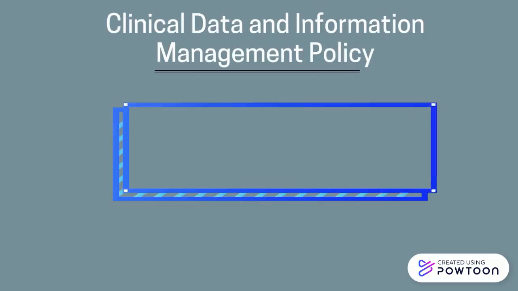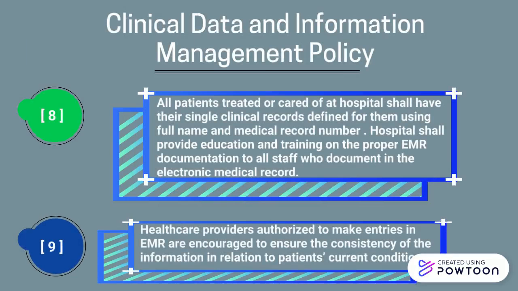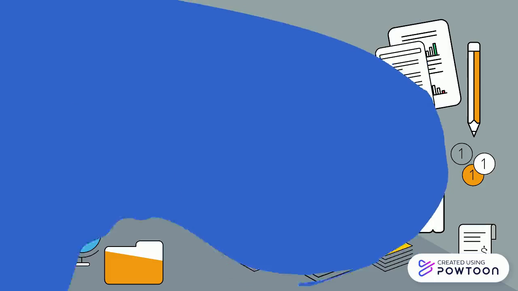All patients treated at the hospital shall have single clinical records defined for them using 2 patient identifiers. Hospital shall provide training on the proper EMR documentation to all staff. Staff authorized to make entries in EMR shall ensure the consistency of the information in relation to the patient.